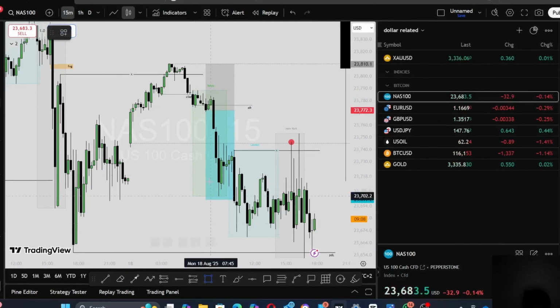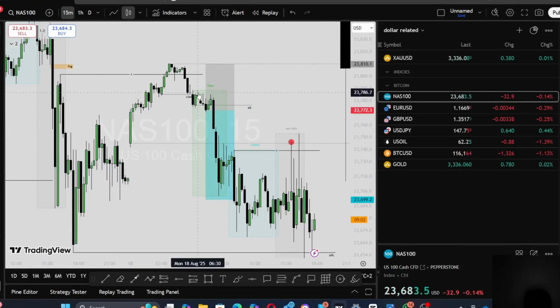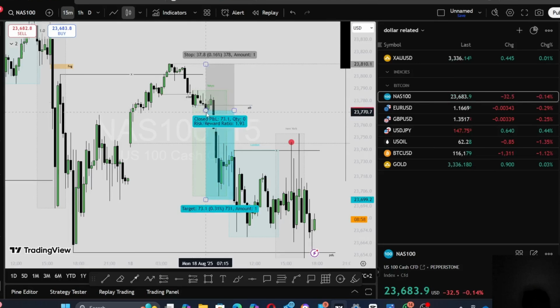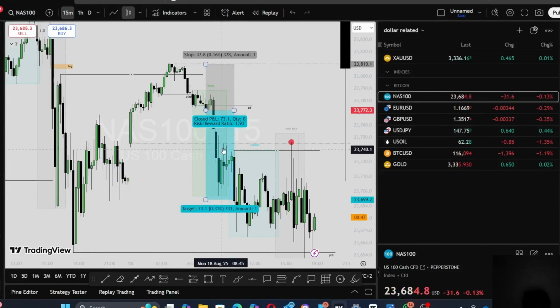My plan was to wait for price to come to a fair value gap right about here, but because it created a protected swing point by retesting, coming back and closing below, that's when I entered my position right about here. Stop loss above there because this was too close to my entry point, so I just put my stop loss right about there, and then targeted 1:2.